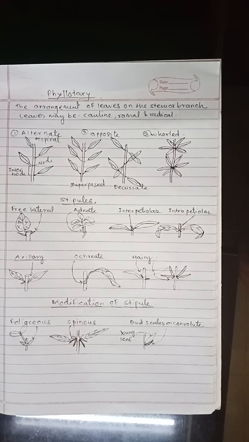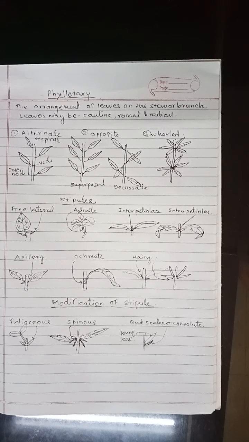Then ochreate stipule: membranous tubular stipules that cover the axillary bud and a part of the internode are called ochreate stipules. It is formed by the union of two stipules. Example is Polygonum. Hairy stipules. These are hair-like stipules which are dry in nature. Example, asparagus.